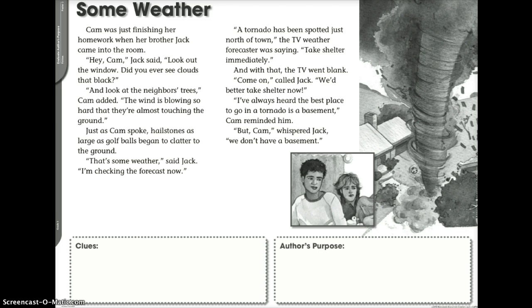"Hey, Cam," said Jack, "look out the window. Did you ever see clouds that black?" "And look at the neighbor's trees," Cam added. "The wind is blowing so hard that they're almost touching the ground." Just as Cam spoke, hailstones as large as golf balls began to clatter to the ground. "That's some weather," said Jack. "I'm checking the forecast now." "A tornado has been spotted just north of town," the TV weather forecaster was saying. "Take shelter immediately." And with that, the TV went blank. "Come on," called Jack. "We'd better take shelter now." "I've always heard the best place to go in a tornado is a basement," Cam reminded him. "But Cam," whispered Jack, "we don't have a basement."